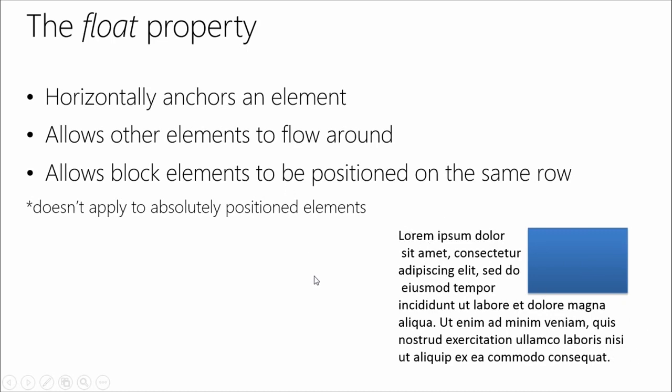And this was the original use case for float. When CSS first started, HTML was intended to be a document, right? So it was intended to float images around and let text go around them. But since then, float has been co-opted to do other things, and those other things include anchoring an element on its row.